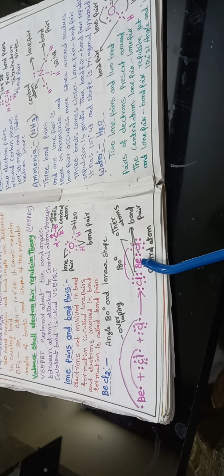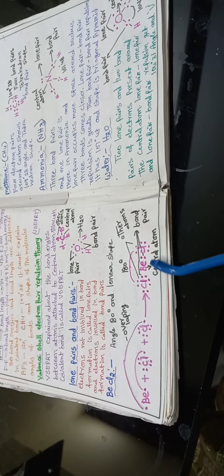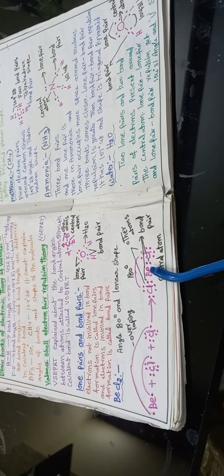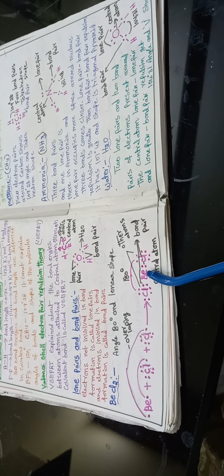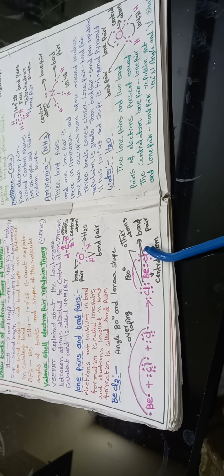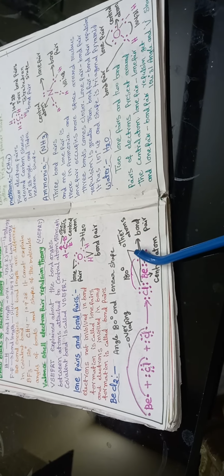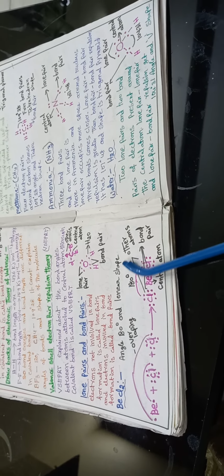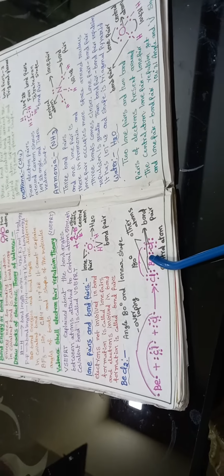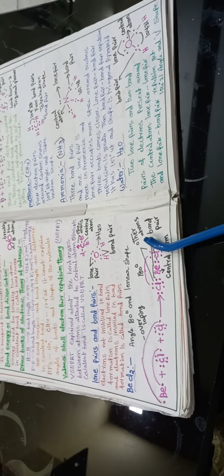On both sides of the beryllium, the chlorine atoms stay and share electrons with the beryllium. Next, due to the repulsion of the bond pairs, 180 degree angles are formed and a linear shape is formed in the beryllium chloride covalent bond.